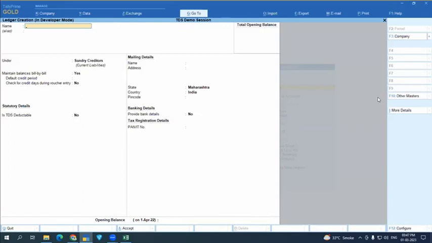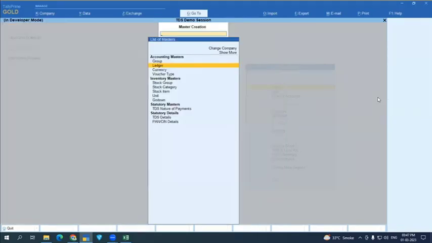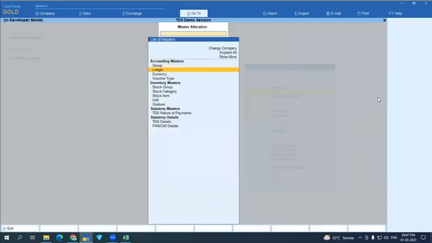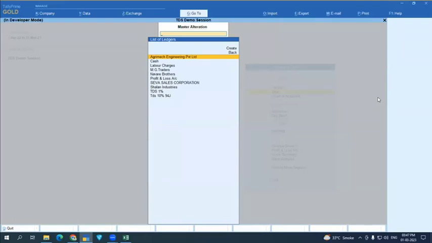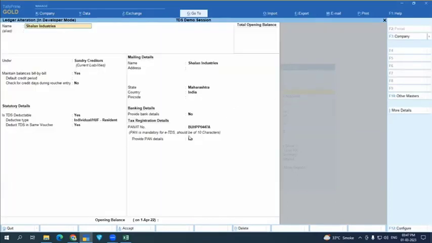Okay. So wait, mistakenly I have saved that ledger. We want to see 15G. So I am again altering that ledger. And here you have to mention one setting again.